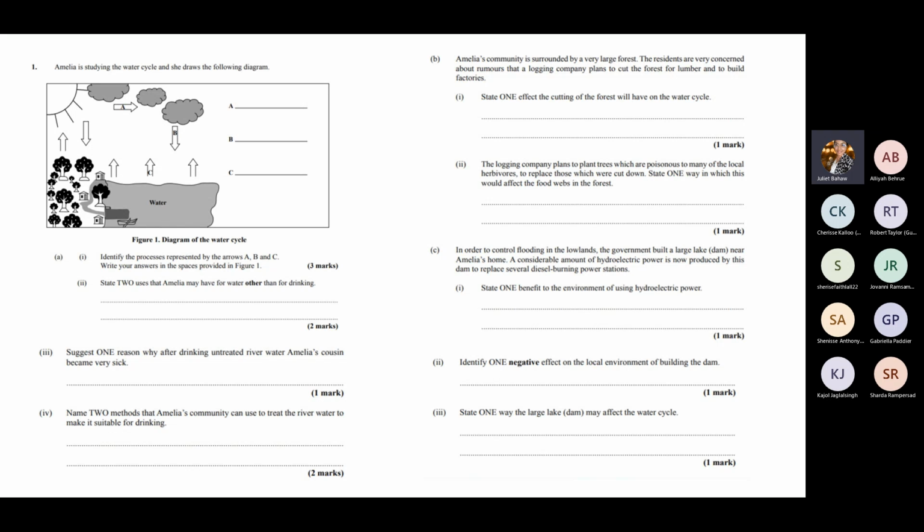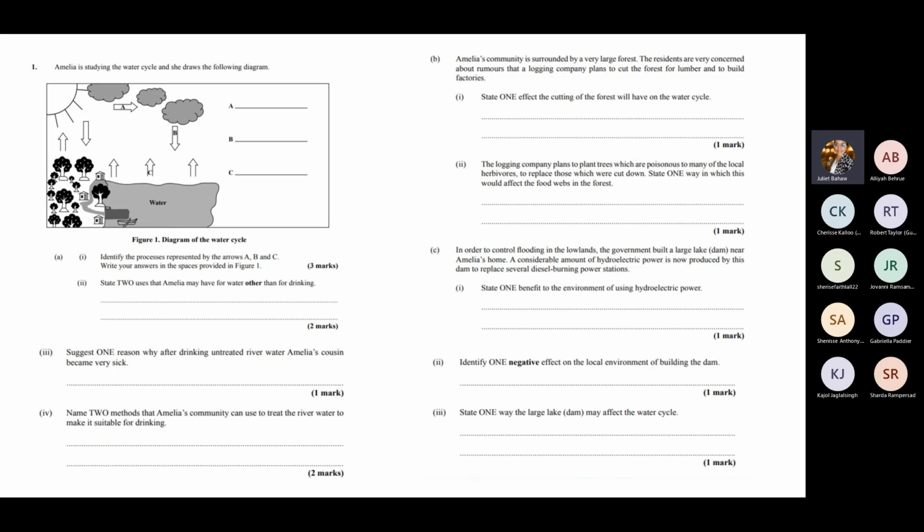Large dams, when you have large areas of water, it tends to have a spread of mosquito-borne disease as well, because it's settled water. It's water that is stationary, so it will have a lot of mosquitoes laying eggs and so on. Right, last one. State one way the large lake or dam may affect the water cycle.